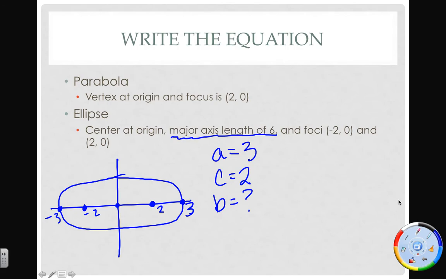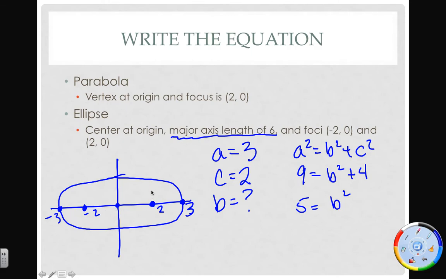And actually, we do need a b squared value. I'm going to hint at that. So I know for an ellipse, I get a Pythagorean identity: a squared equals b squared plus c squared. So I get 9 equals b squared plus 4, which is 5. Now I don't even care what b is because in my equation I need b squared.